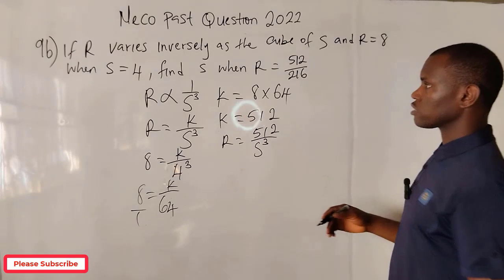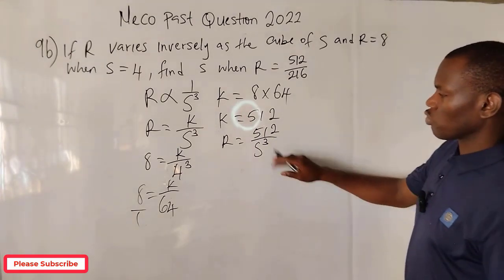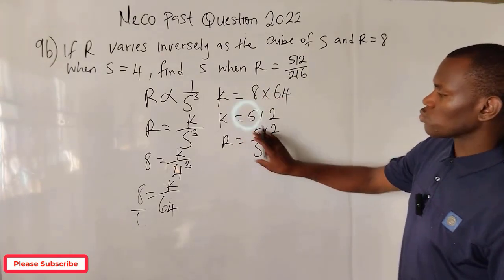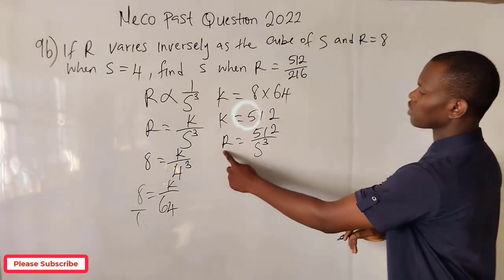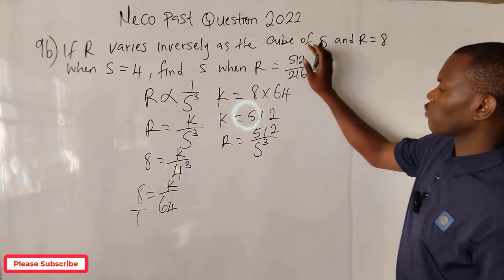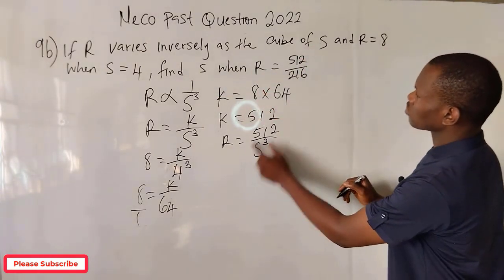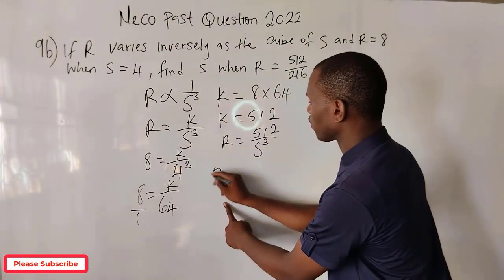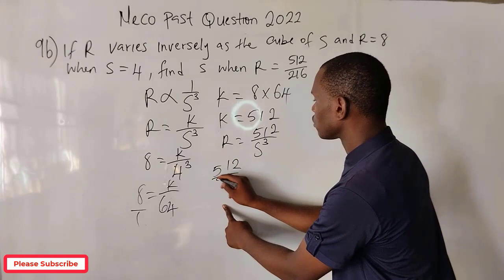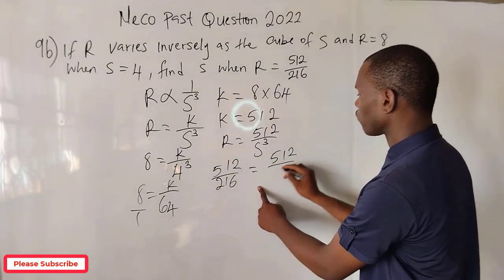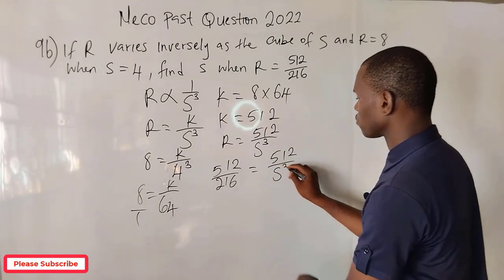Even though we are not told to get it, if you're asked to get the equation connecting S and R, when you have gotten your K, you do this. This is the equation connecting S and R. All right. So to find S when R is 512, simply substitute our R as 512. So R is 512 over 216, equal to 512 over S raised to power 3.